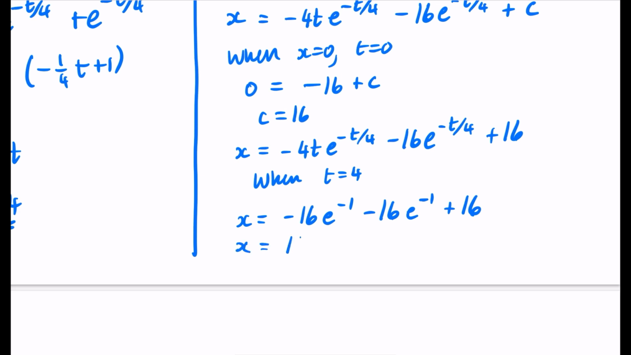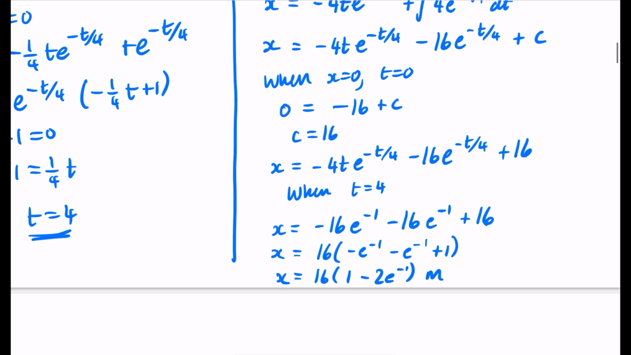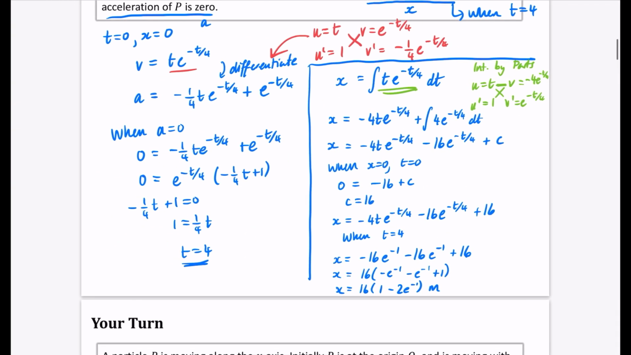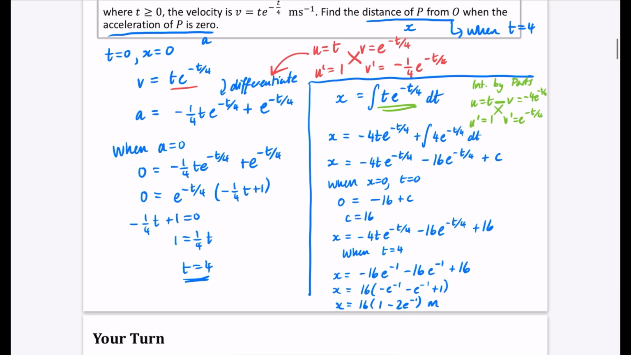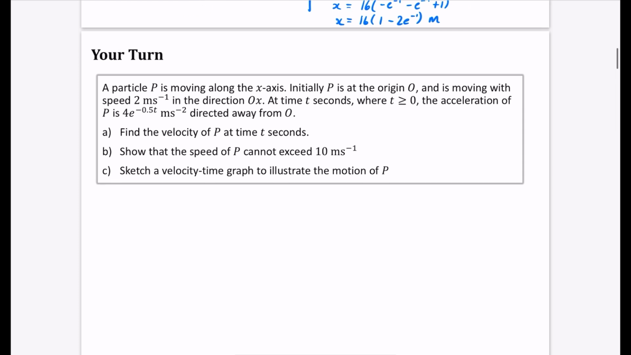I'm going to take 16 out as the factor. So I have minus e to the minus 1, minus e to the minus 1, plus 1, which is just 16, 1 minus 2 e to the minus 1 meters that we've got for that part. So we've got the correct answer of 1 minus 2 e to the minus 1. Now, if they'd said for it to be as an exact value, we'd have to leave it like this. If they didn't, we could have literally just typed this into our calculator here and just rounded it to 2 or 3 significant figures. So I want you to have a go at this question that we've got here.